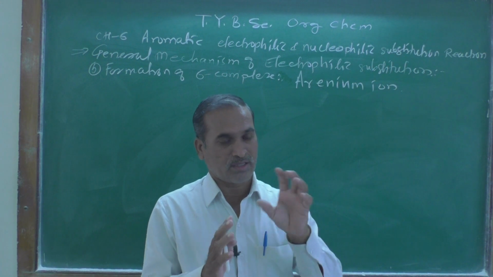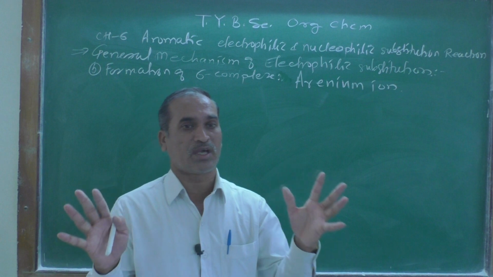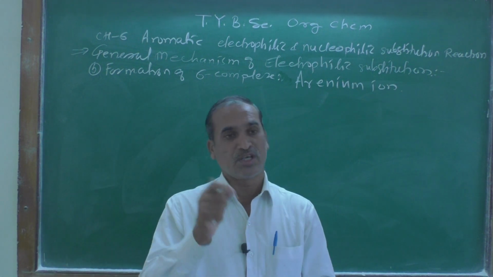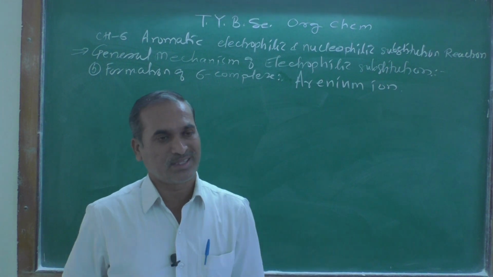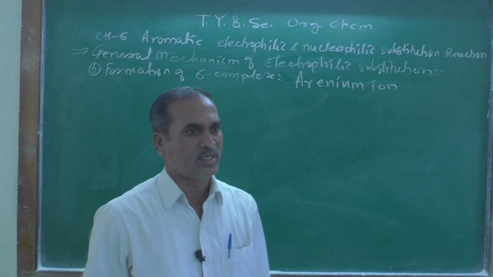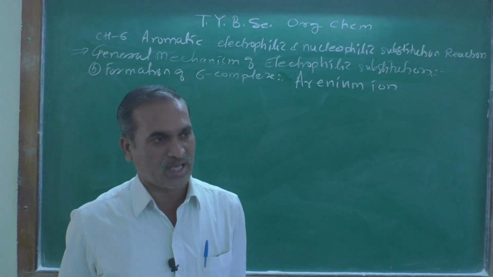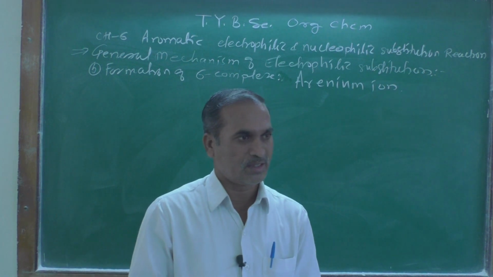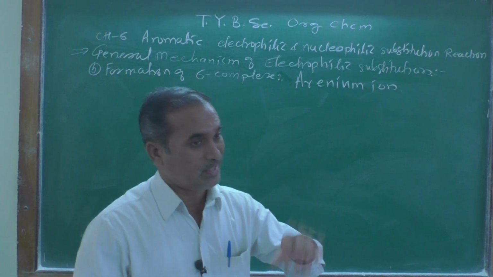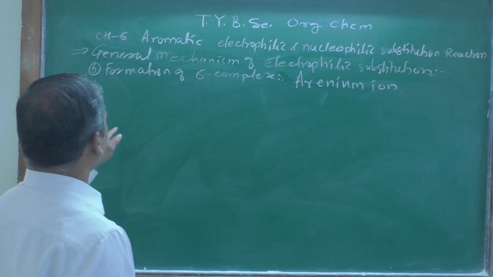That type of pi complex we cannot isolate, but its existence is proved by using iodine. There is a change in color, and that is the only evidence, or what we can call a proof, for the existence of the pi complex formation. Okay.